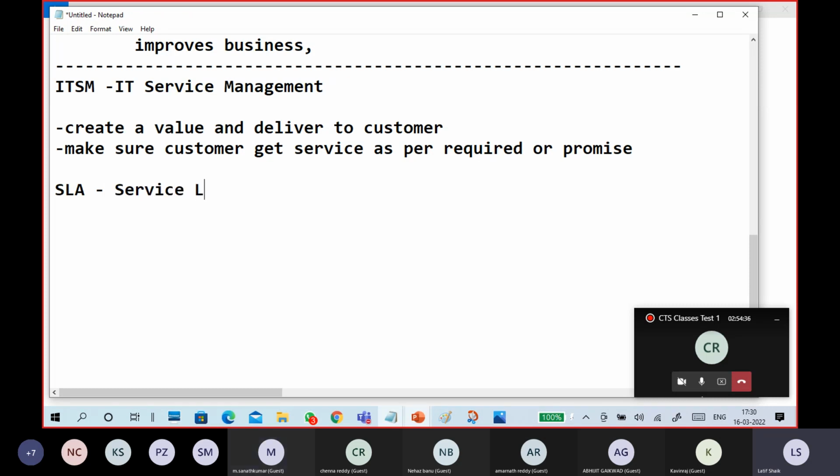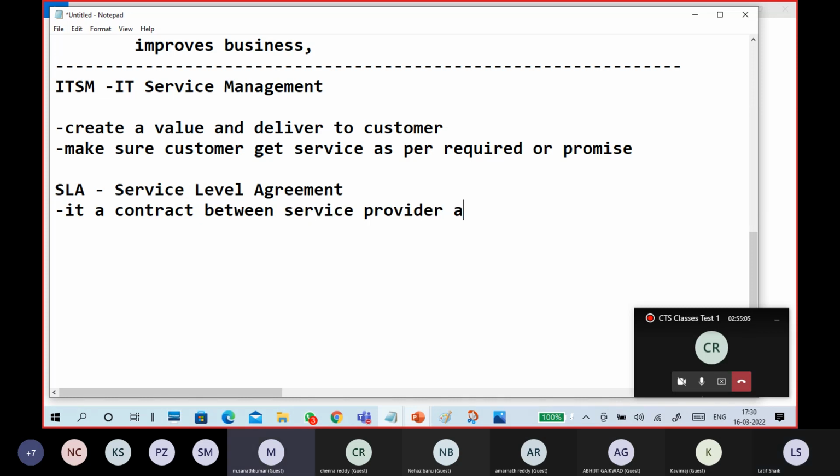Service. Tell me. Service level agreement. Very good. What is this service level agreement? It is a contract between the organization, service provider, and customer. Very good. It's a contract, or a formal contract.